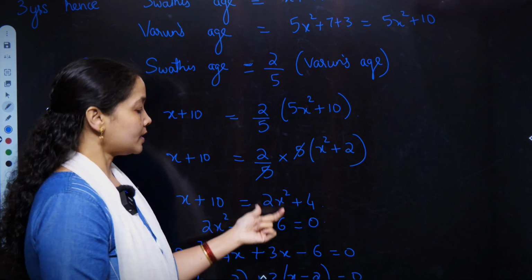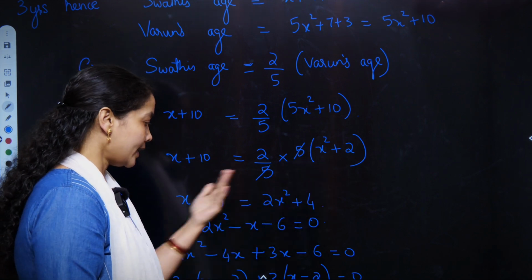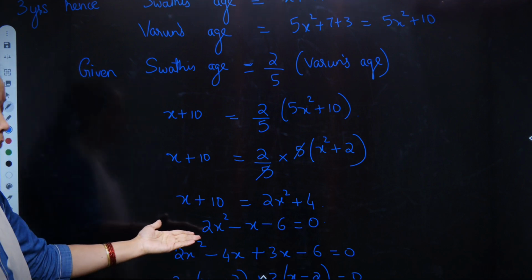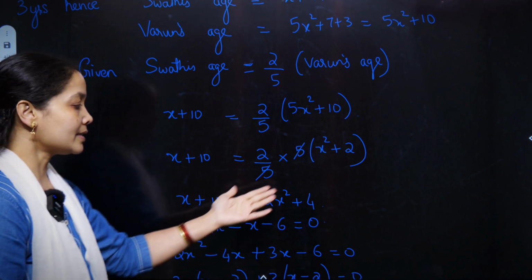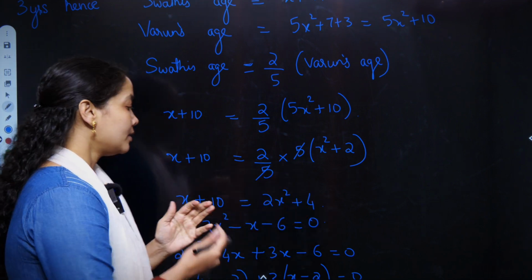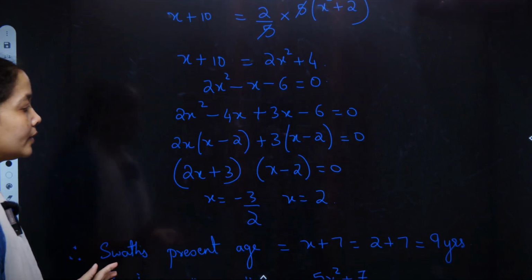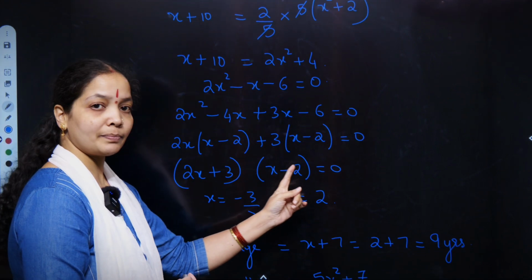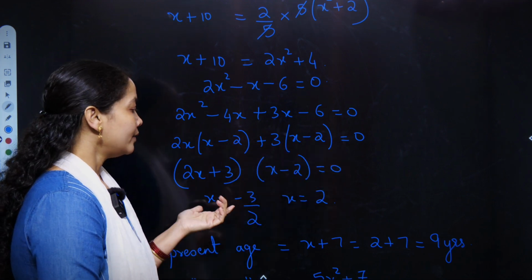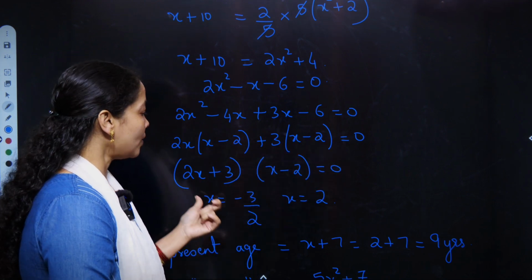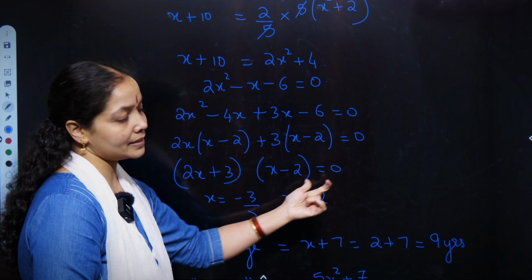So x plus 10 is equal to 2x squared plus 4. Taking everything to a common side, I am getting the equation 2x squared minus x minus 6 equal to 0. Splitting the middle term is the only way through which we can solve this. Hence I got the split components as (2x plus 3)(x minus 2) equal to 0. When I equated each to 0, I got x as negative 3 by 2 and x as 2.